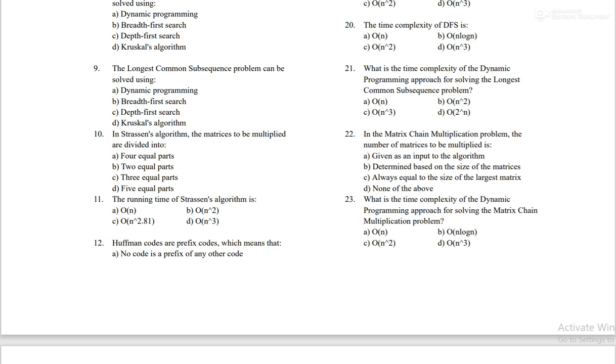Question 23. What is the time complexity of the dynamic programming approach for solving the matrix chain multiplication problem? The matrix chain multiplication problem requires a time of order of n cube. Here the correct option is option D, big O of n cube, or n to the power 3.